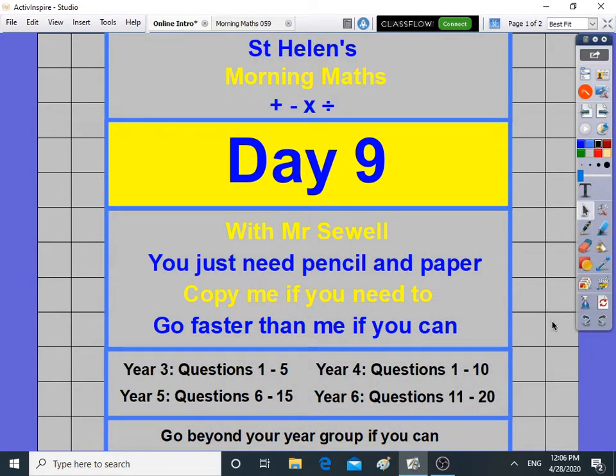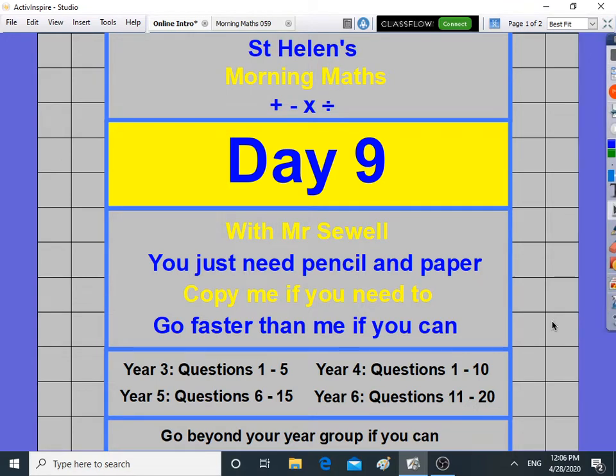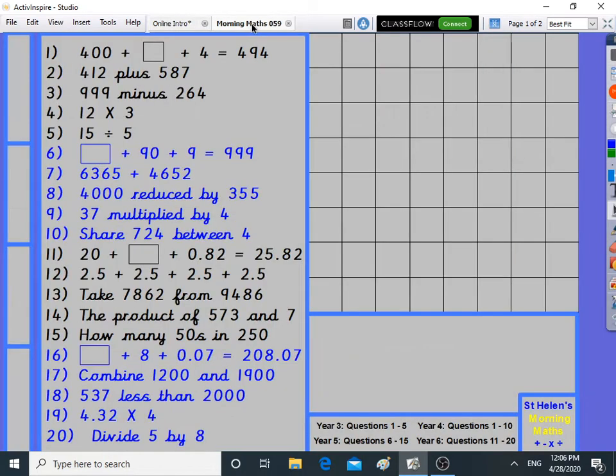Let's do some more practice. You just need your pencil and paper. Practice is what's going to make you better, whatever level of maths you're at. You can always improve, and practice will make you faster, more accurate and improve your mathematics. Let's go with day 9.